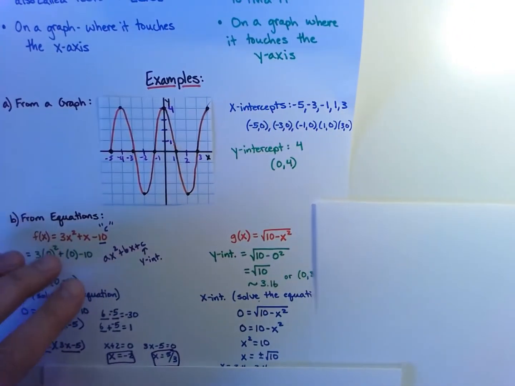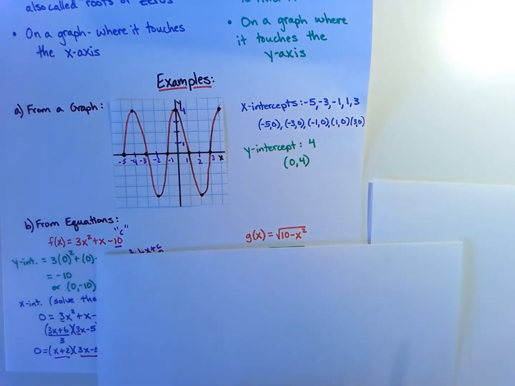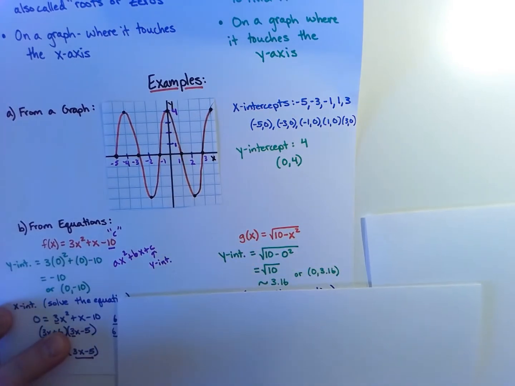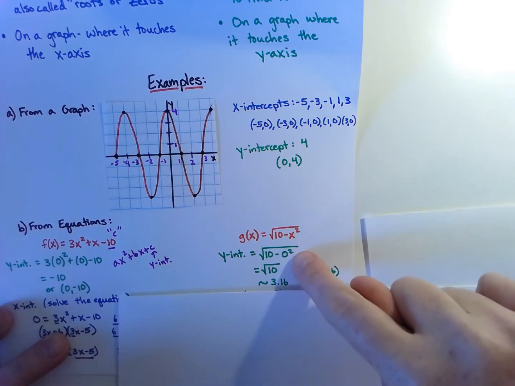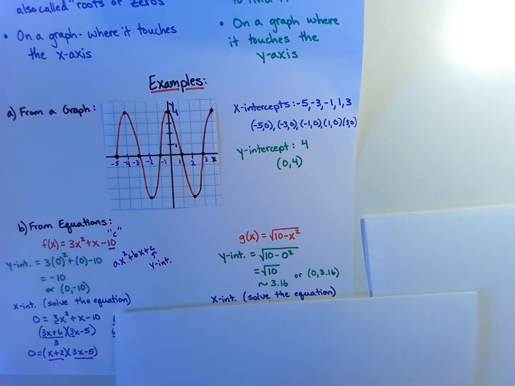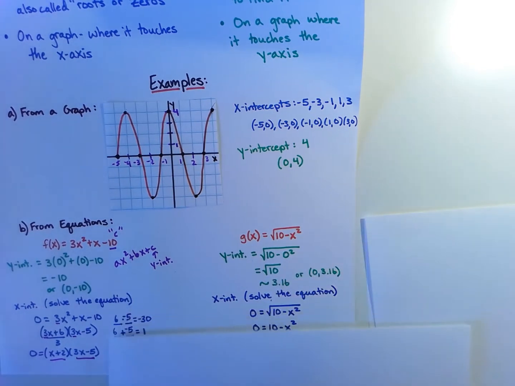So here's one more example. If you're given the equation, g of x equals the square root of 10 minus x squared. Again, the y-intercept is pretty simple. You just have to plug in x equals 0. So then you get the square root of 10, which is approximately 3.16. So that's where our y-intercept would be located on our graph, 3.16. And we can just write it as an ordered pair or put the value.